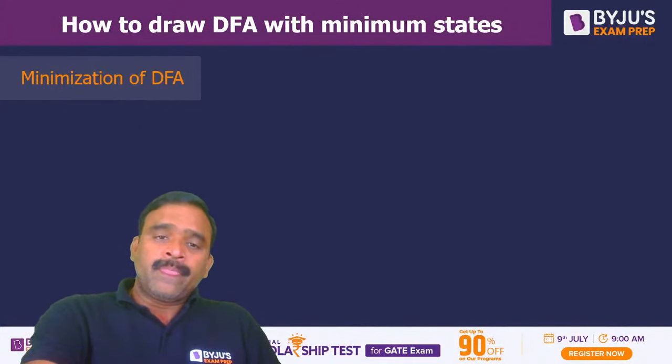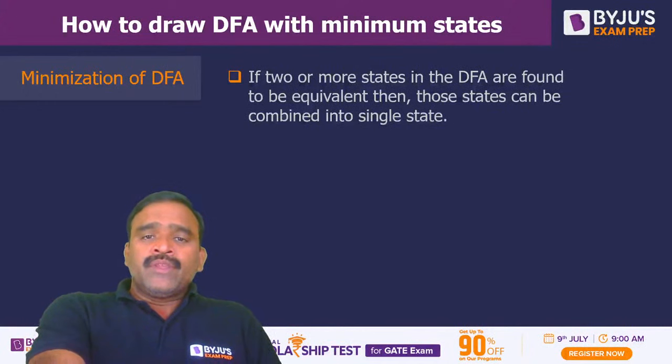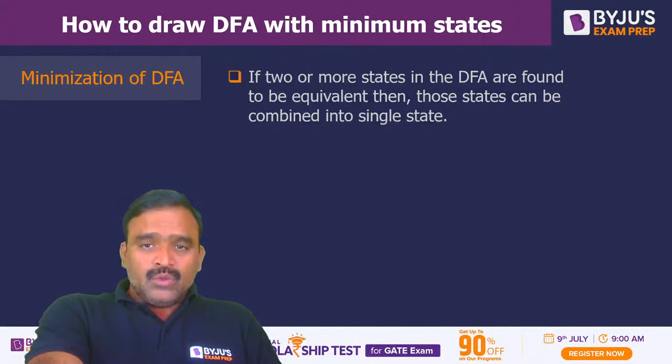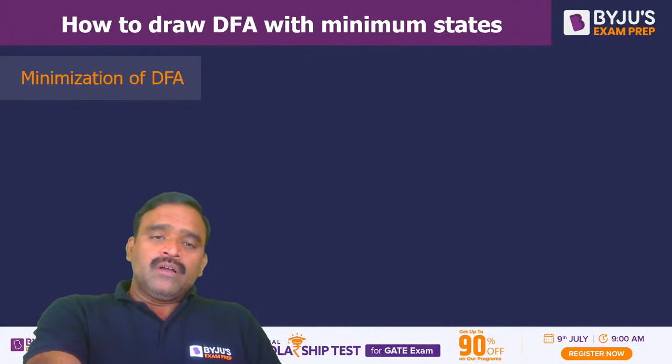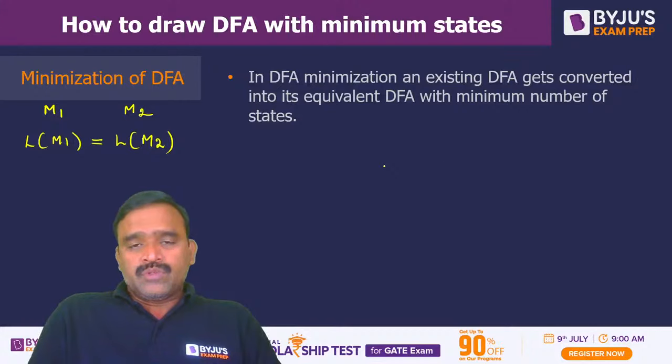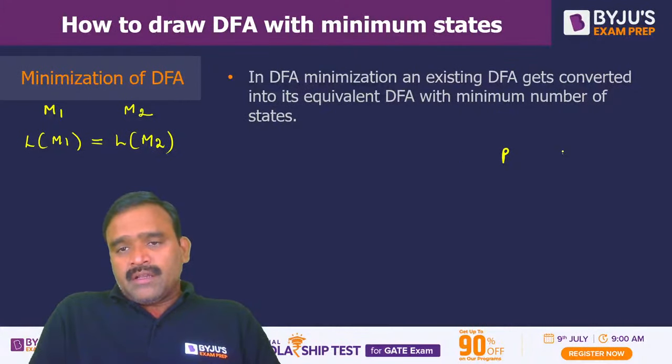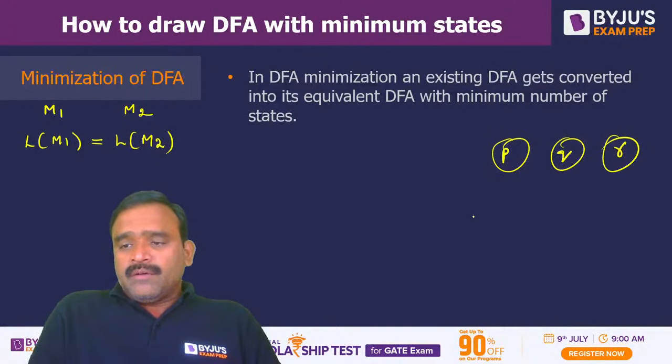I hope you understood. And another thing is, if two or more states in the DFA are found to be equivalent, then those states can be combined into a single state. Okay, for example, let us suppose P is one state, Q is one state, R is one state. And if you found that the state P is equivalent to state Q, which is equivalent to state R, then P, Q, R can be clubbed into a single state.